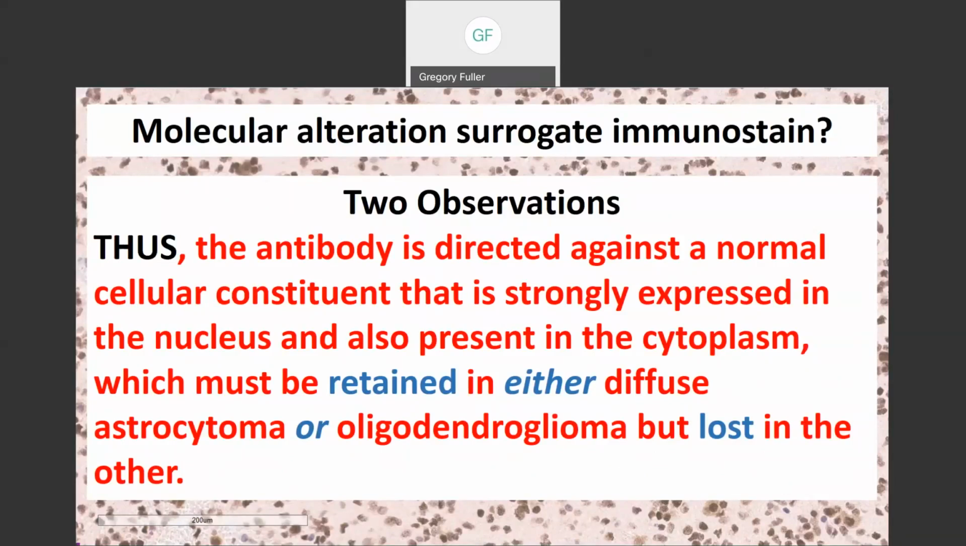Otherwise, you're running it for what, for revenue? To support the lab, bring in money? That's not only immoral, it's illegal. So there has to be a reason for running the immunostain, right?